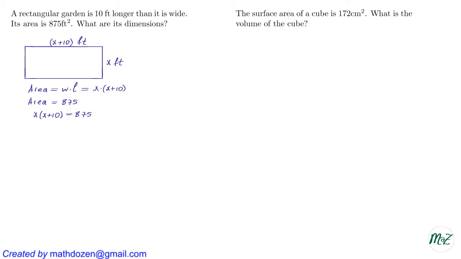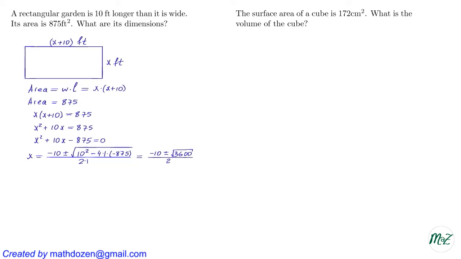So now we can distribute x, and we end up with x squared plus 10x equals 875. Then we can subtract 875 from both sides. So we have the equation x squared plus 10x minus 875 equals 0. So if we plug those numbers into the quadratic formula, we're looking at x equals negative 10 plus or minus the square root of 10 squared minus 4 times 1 times negative 875, all of that divided by 2 times 1.